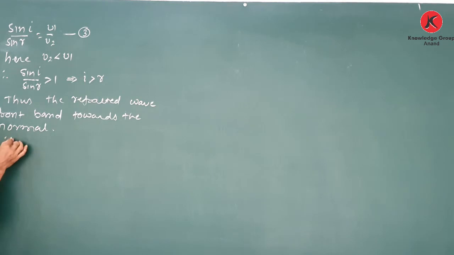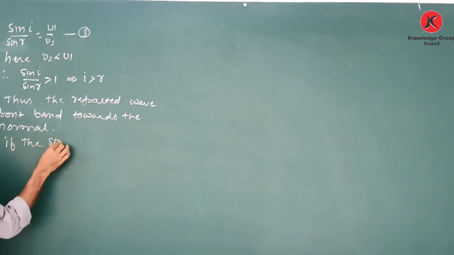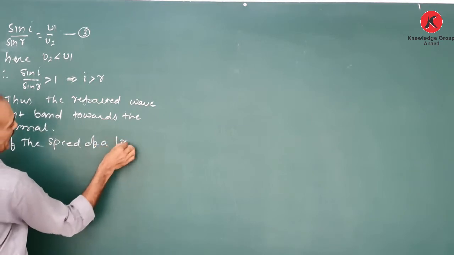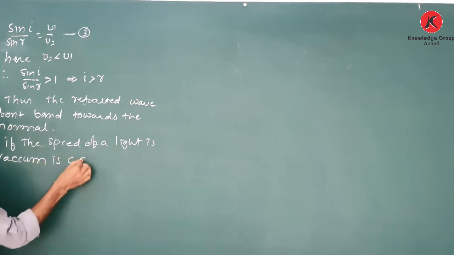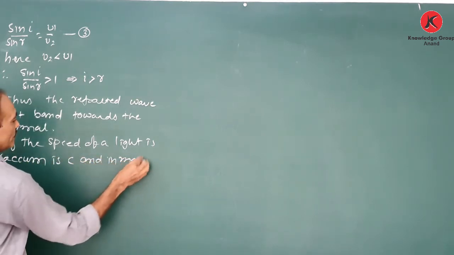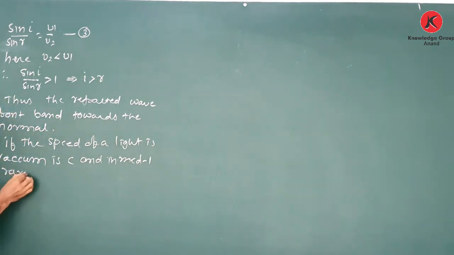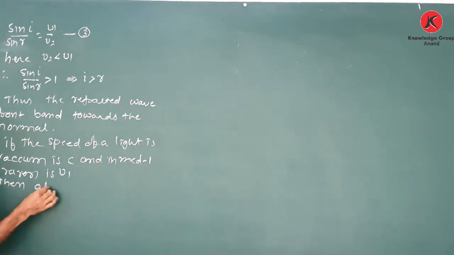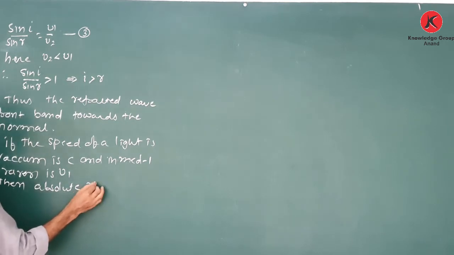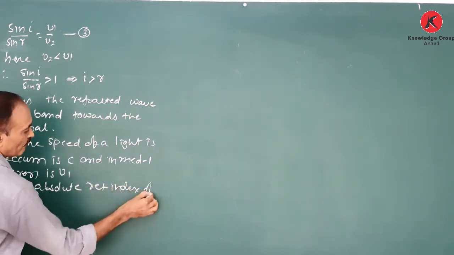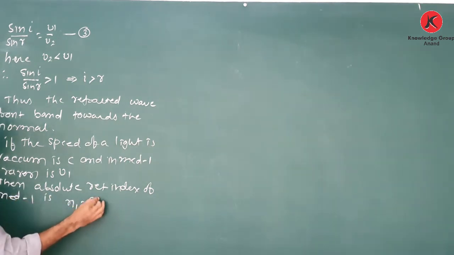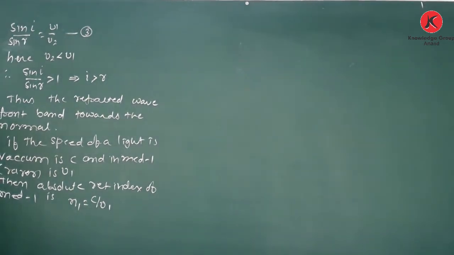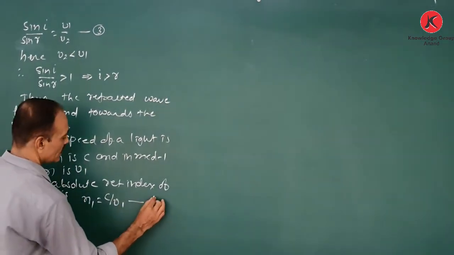Now, if the speed of light in vacuum is C, and in medium 1, that means the rare medium, is V1, then the absolute refractive index of medium 1, that is N1, is equal to C upon V1. N1 is equal to C upon V1. That is equation number 4.